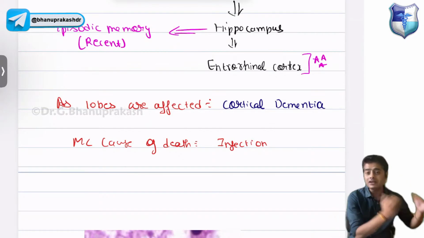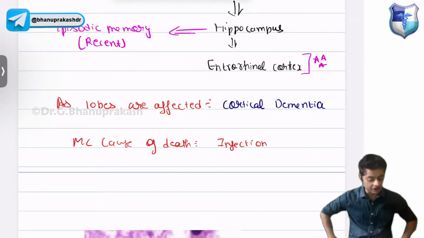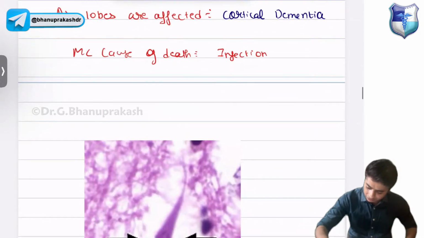So you have to put that patient on a Foley's catheter also, because the patient will be urinating in his bed also. So that severe is this condition. Okay, everyone. So we will proceed further.